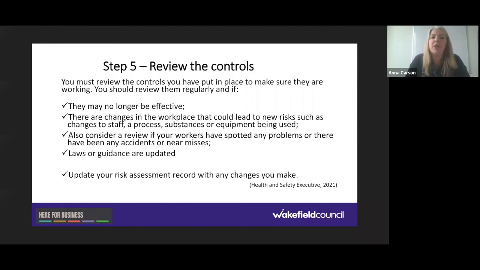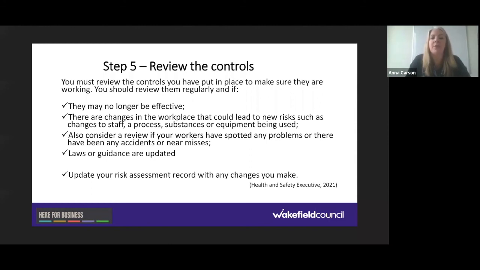So at any point that you think they may no longer be effective, if you've had any changes in the workplace that could lead to new risks, have you changed staff? Are you now employing somebody who's classed as vulnerable? Has somebody recently told you that they're pregnant and therefore you'd need to review your risk assessment? Have you changed a process? Have you got new equipment, or are you using different substances or materials? All these things should trigger you to look at your risk assessment and ensure that it's still relevant.